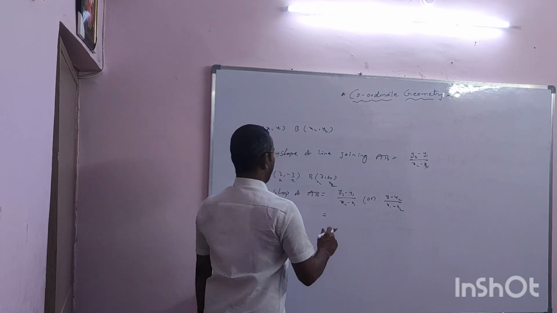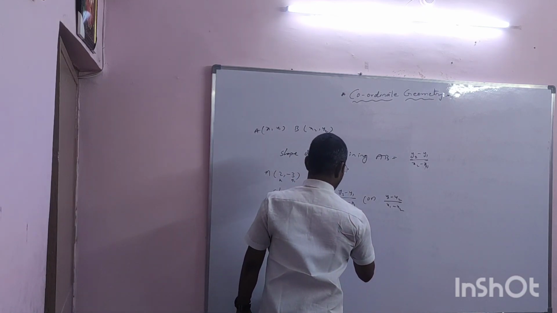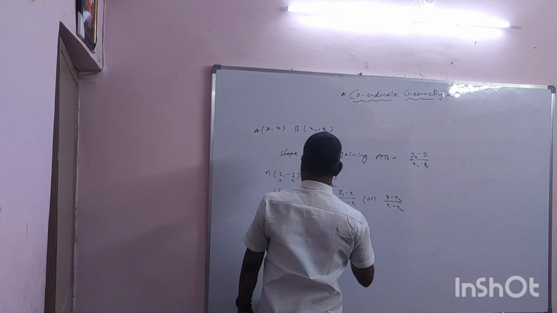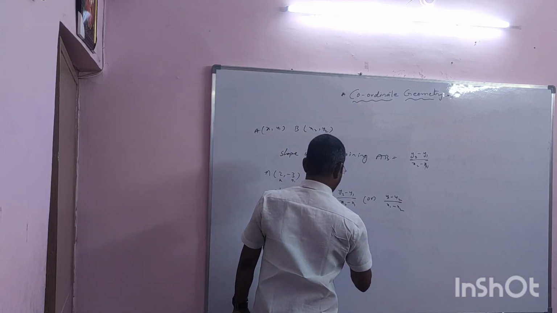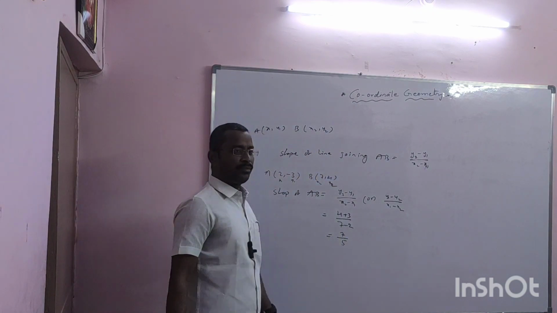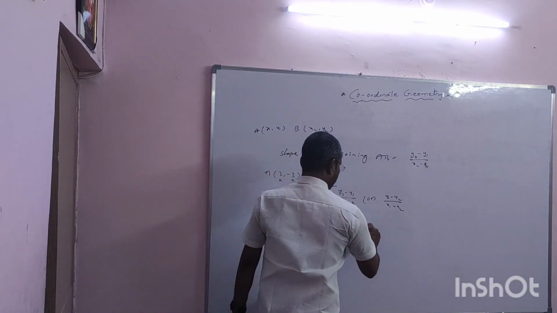y2 minus y1. What do you get, Gitana? 4 plus 3, 7 minus 2. 4 plus 3 is 7. 7 minus 2 is 5. Okay. Do the other method.